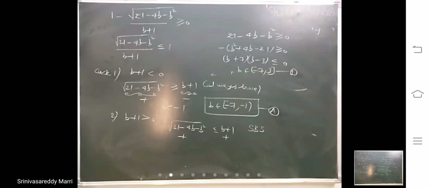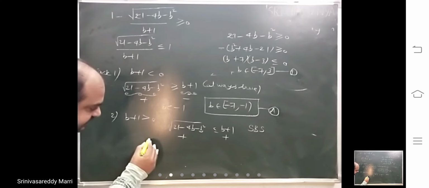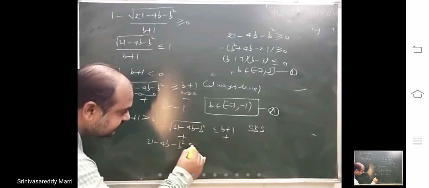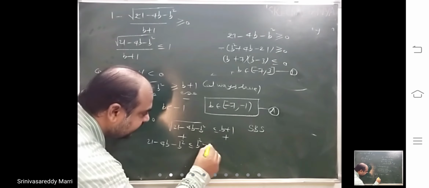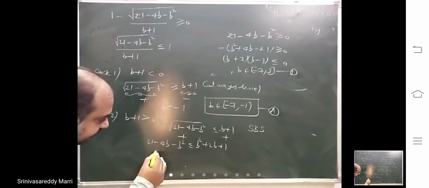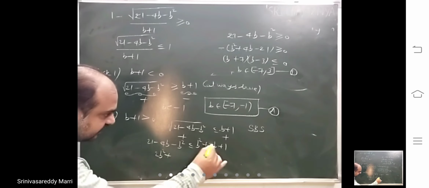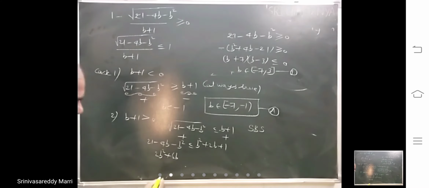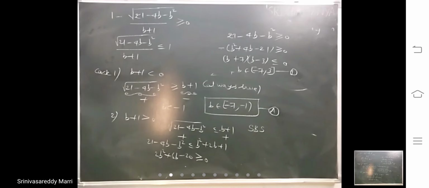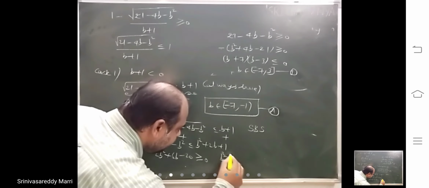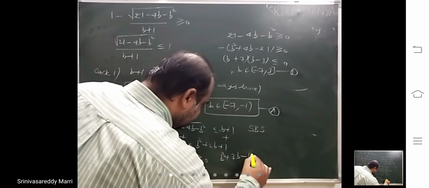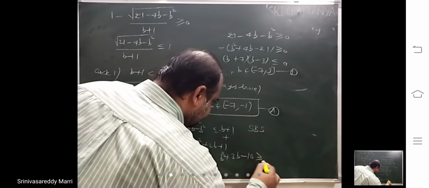If you have any doubt after completing, you ask them. Squaring both sides, that means 21 minus 4b minus b square less than or equal to b square plus 2b plus 1. Right? Bring that side. That means 2b square plus 6b minus 20 greater than or equal to 0. 2 strike off: b square plus 3b minus 10 greater than or equal to 0.